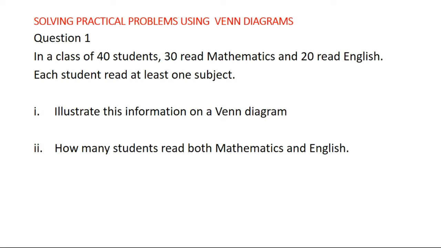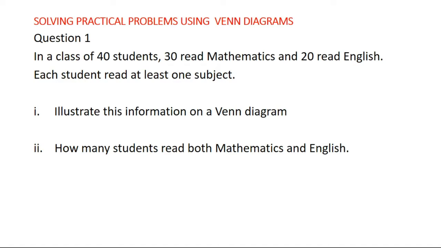In a class of 40 students, each student reads mathematics or English. 30 students read mathematics and 20 read English. Each student reads at least one subject. Illustrate this information on a Venn diagram and find how many students read both subjects.